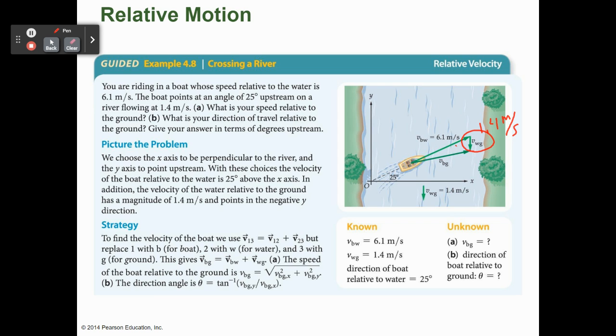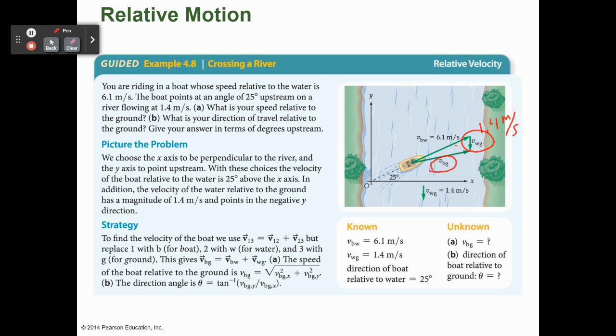Okay, so we're first going to find the velocity of the boat. So we're going to use 1, 3. I don't know why they used letters. Okay, they're just using the 1 and the 3 and all that. So we're going to replace those numbers with letters. So the velocity of the boat to the ground is going to be equal to the velocity of the boat with the water and the water with the ground. And that's this resultant vector right here.